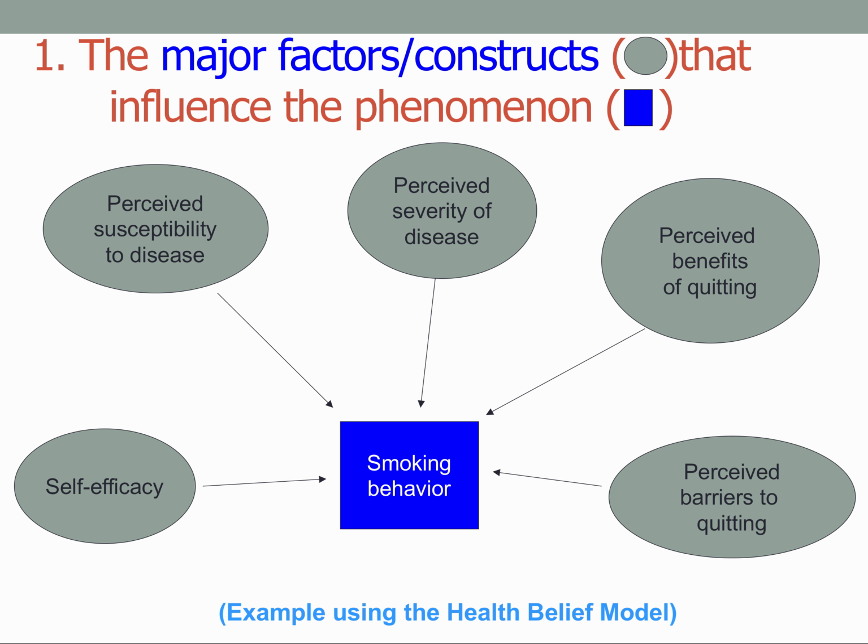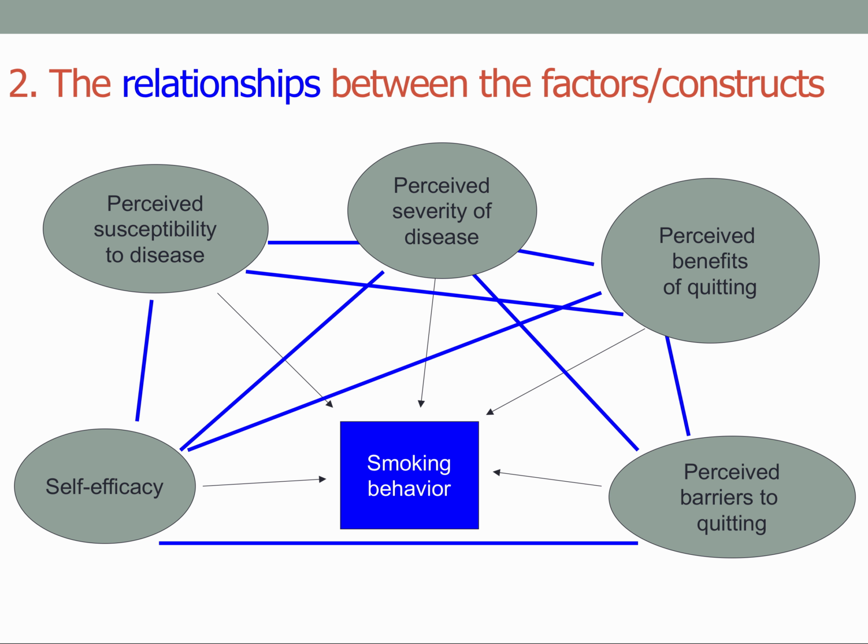And we can also think about directly measuring these particular constructs if we have particular variables that we can operationalize. So again, we see that the first element are the major constructs in the ovals that help influence or help explain the particular phenomenon or outcome, which in this case is smoking behavior. But the second, again, is the relationships between these factors. Hence, we see these blue lines.